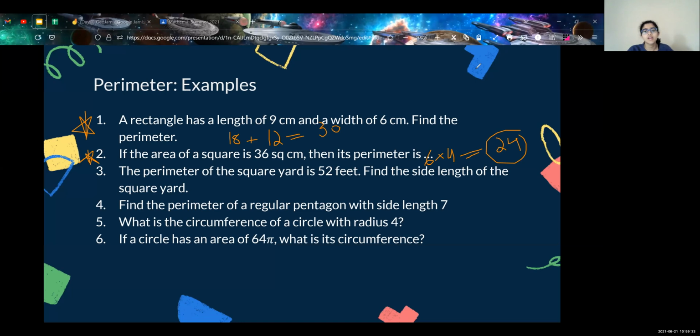So the perimeter of a square yard is 52 feet. It's a square, so all 4 sides are equal to each other. The side length of the yard would just be 52 divided by 4, and all we're looking for is the side length. 52 divided by 4 is 13. So the side length of the square yard is 13. I think that's what I saw for most people.